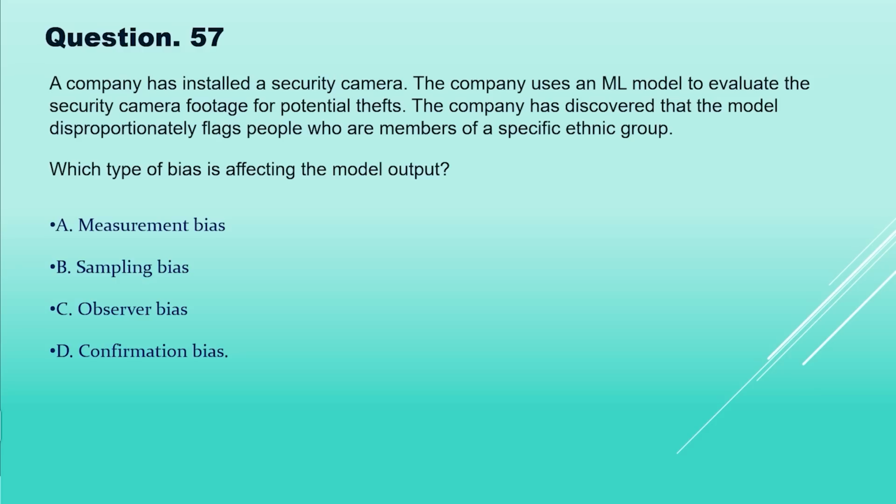And the correct answer here will be option B, sampling bias. Because sampling bias occurs when training data used for an ML model is not representative of the real world population. And in this case, the model disproportionately flags members of a specific ethnic group, because the training set was not balanced or representative of all groups. So option B, sampling bias is the correct answer here.